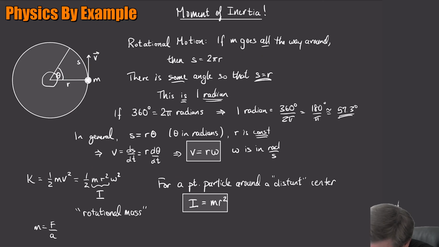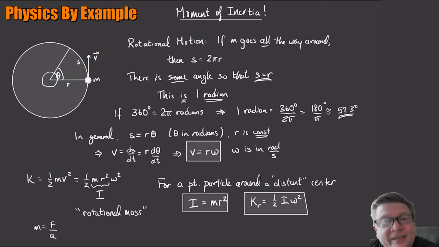Because, oh, I didn't even write that down. Rotational kinetic energy is just 1/2 I omega squared. And the nice thing is that's going to be true for every rotating object. All we're going to have to do is figure out what the rotational mass is for different objects and plug that in. But the relationship to calculate the rotational kinetic energy always stays the same.